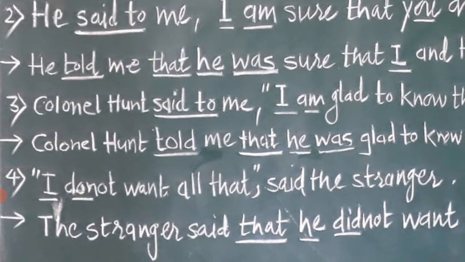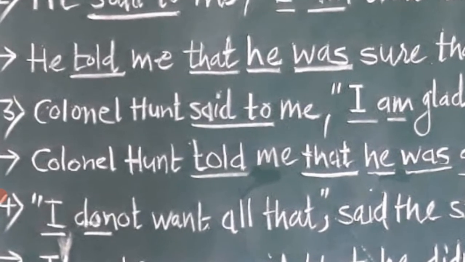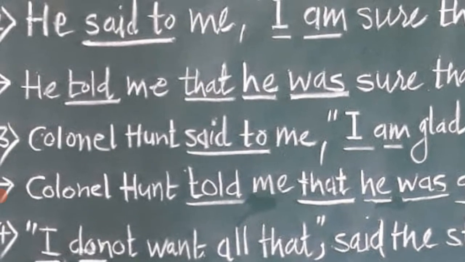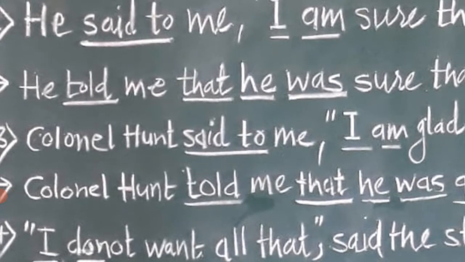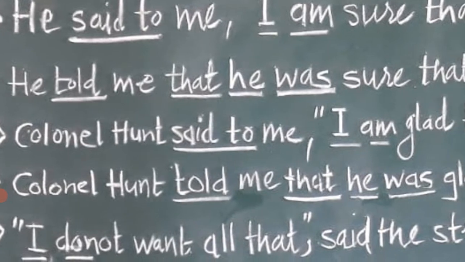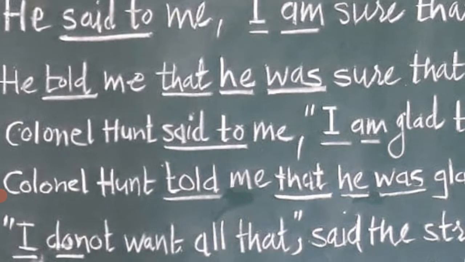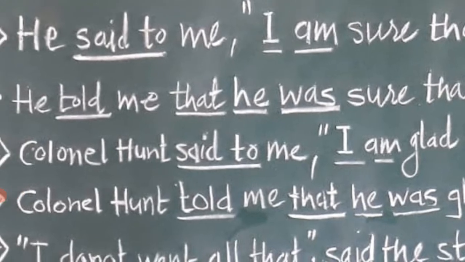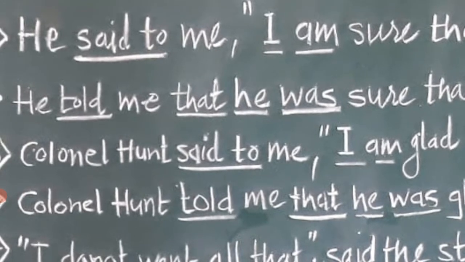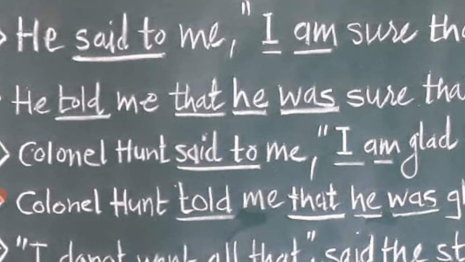The reporting verb is said to. So now it is converted into told. He told me. Remember, said to together is converted into told. He told me. Again, the conjunction which is applicable for an assertive sentence is that, so I have written here that. Afterwards, I is for the speaker, he, so I is changed into he. Later on, to be's form am is converted into was.